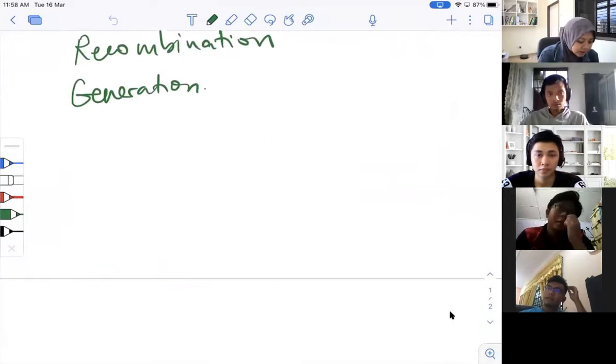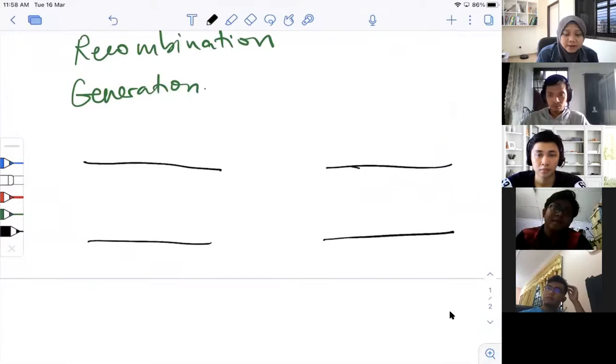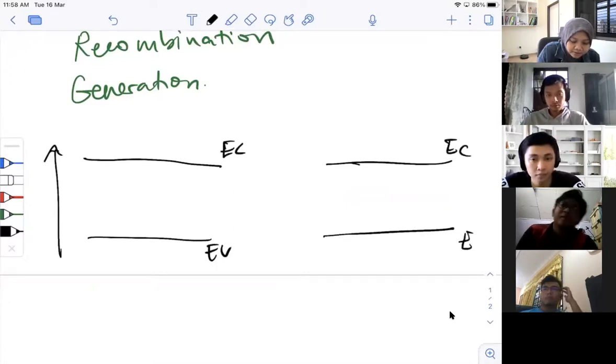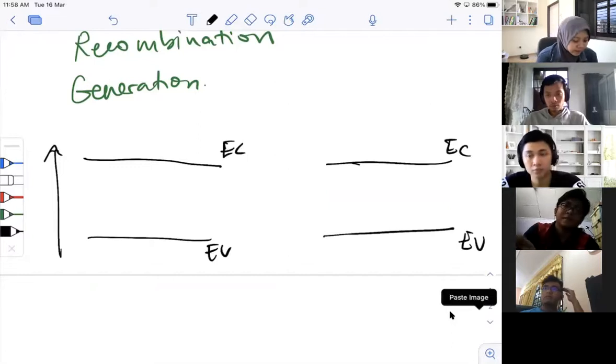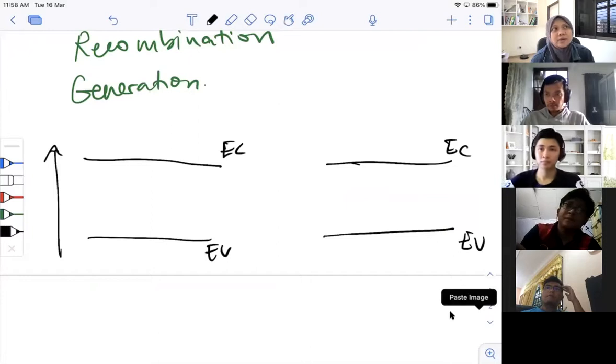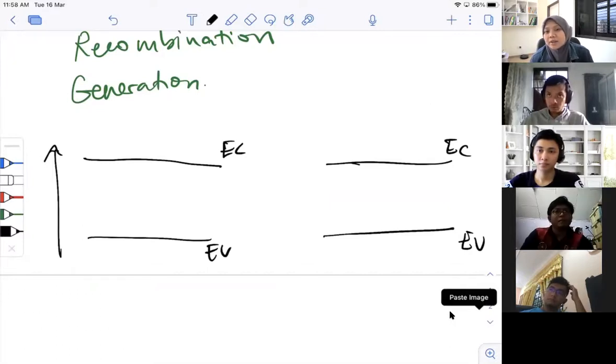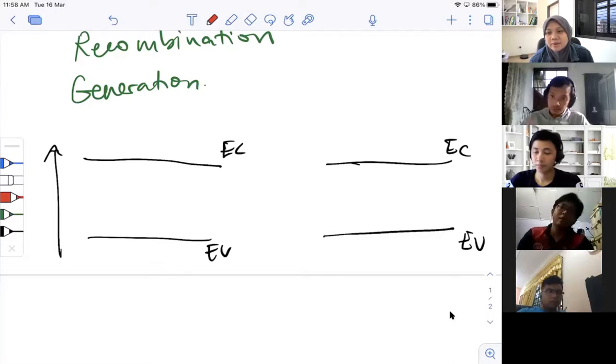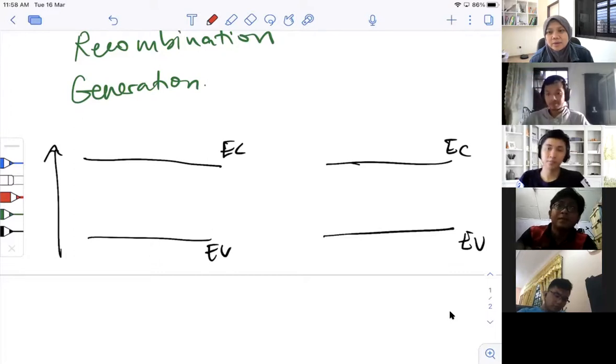What is it? Recombination is when, okay, if I draw a semiconductor material band gap, so this is the energy. This is the conduction band, this is the valence band. Before this, we have discussed where are the locations of free electrons and free holes? Where are the free electrons, brothers and sisters? Conduction band. Where are the free holes? Valence band. And where are the bound electrons? Cannot hear you. Valence, and bound holes, conduction.